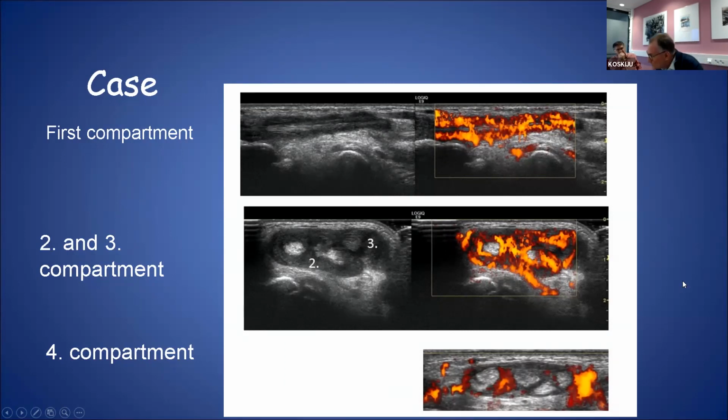Just to show you how beneficial ultrasound is. For example, the patient came to ask for an injection into the joint, but the joint was clean. There was no inflammation. So what I did, I injected corticosteroid into all these different locations. That was her only problem, only this area. So it was very nice to put a little bit of corticosteroid into all the tendon sheaths separately.